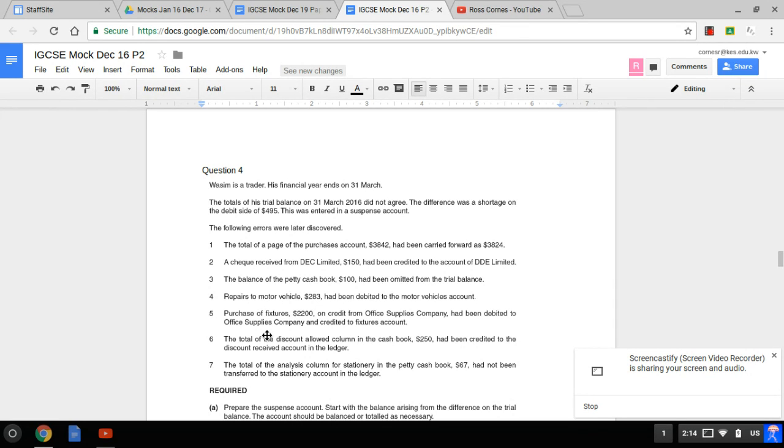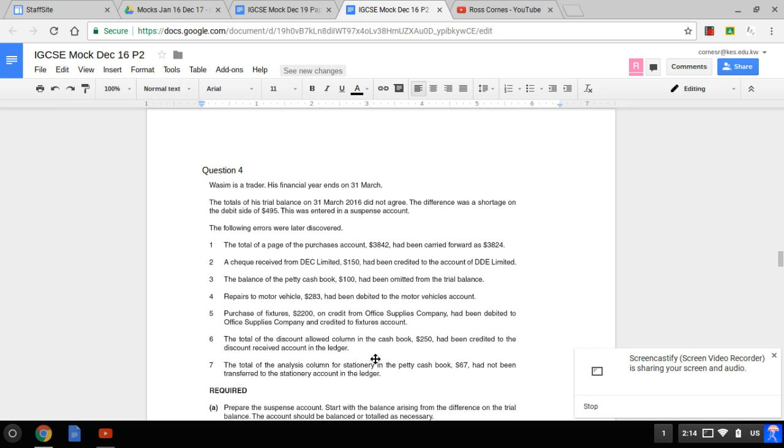Purchase of fixtures, that's number 5, isn't going to affect it because both the fixtures and the office supplies limited, which is a liability, appear in the statement of financial position. 6 will affect it definitely because both the accounts that are affected, discounts allowed and discounts received, appear in the income statement, and furthermore, because both of them are getting debited, it isn't like the two cancel off, which can happen sometimes.